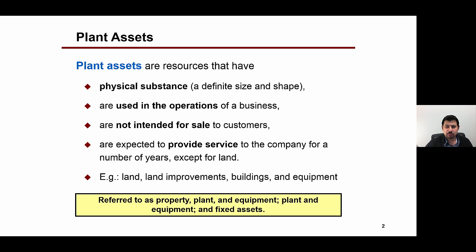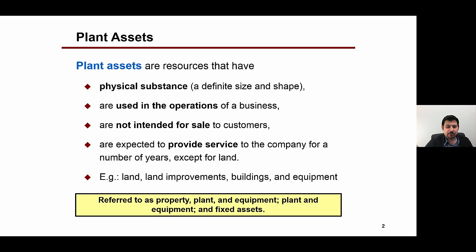Same can be said about buildings, for example. If a company purchases a building in order to use it as offices or as a warehouse or something like that, that can be considered as a plant asset. But if the company purchases the building in order to sell it later on to customers, at that point it is considered as an investment. And other examples of plant assets include land improvement, equipment, machinery, etc.